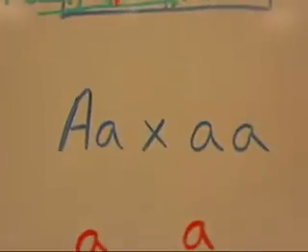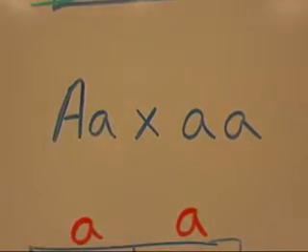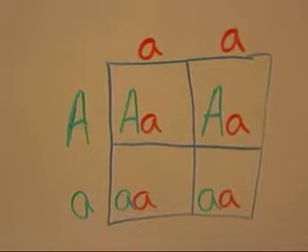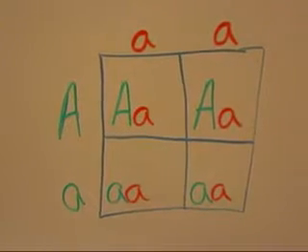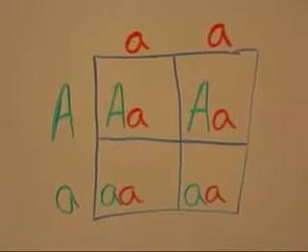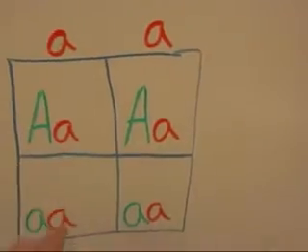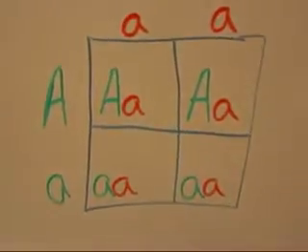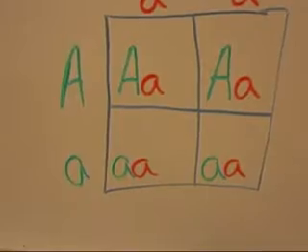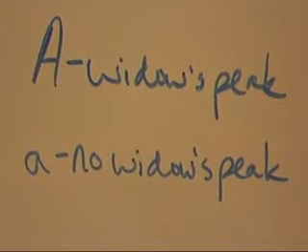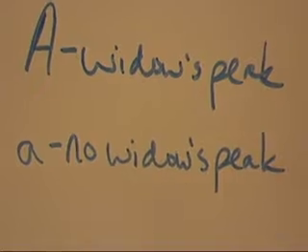Let's look at another cross. Let's do the cross of capital A with little a. So again, I put one set of my genotypes on one side, the other set of genotypes on the top. Notice, straight in, straight down. Now this time I ended up with different genotypes. For this instance, I'm using capital A to represent having a widow's peak in your hair, and a lowercase a to not have a widow's peak in your hair.